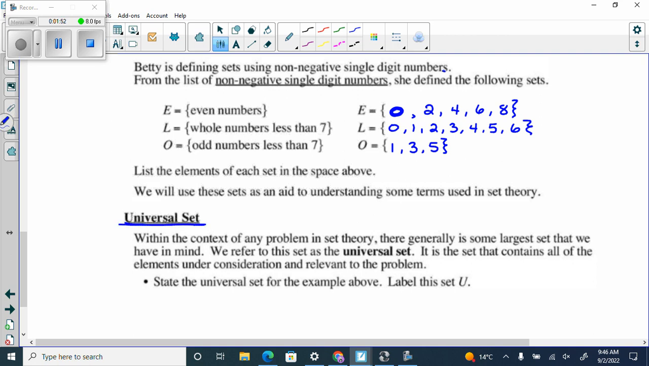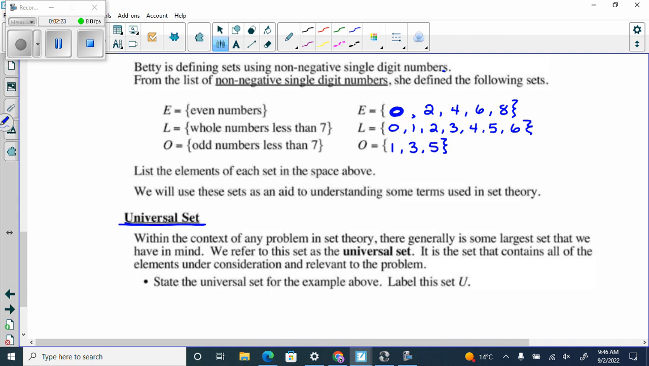Within the context of any problem in set theory, there generally is some larger set that we have in mind. So sometimes the universal set might be this classroom. It could be like all the people in here. You're the universal set, and I can only choose people from in here, right? Or the universal set could be our school. And you look at all the people in the school, and you can only choose people from that, okay? So within the context of any problem in set theory, there generally is some larger set that we have in mind. We refer to this as the universal set, okay?